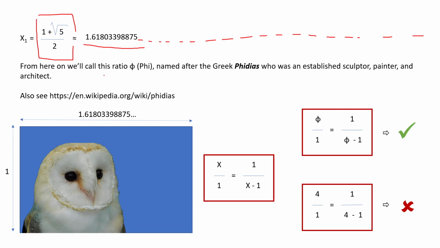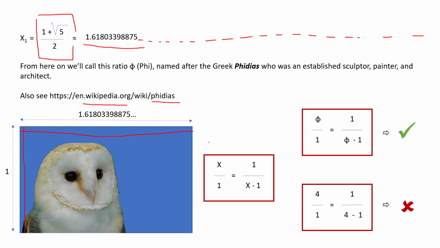So actually, because it's so special, just like pi and e, we're going to call this one phi, named after the Greek called Phidias, who was an established sculptor, painter, and architect. You can find more on this person on Wikipedia if you look for Phidias. Okay, so imagine you now have a rectangle where one side is 1 unit, and the other side is phi units. 1.61, blah, blah, blah.